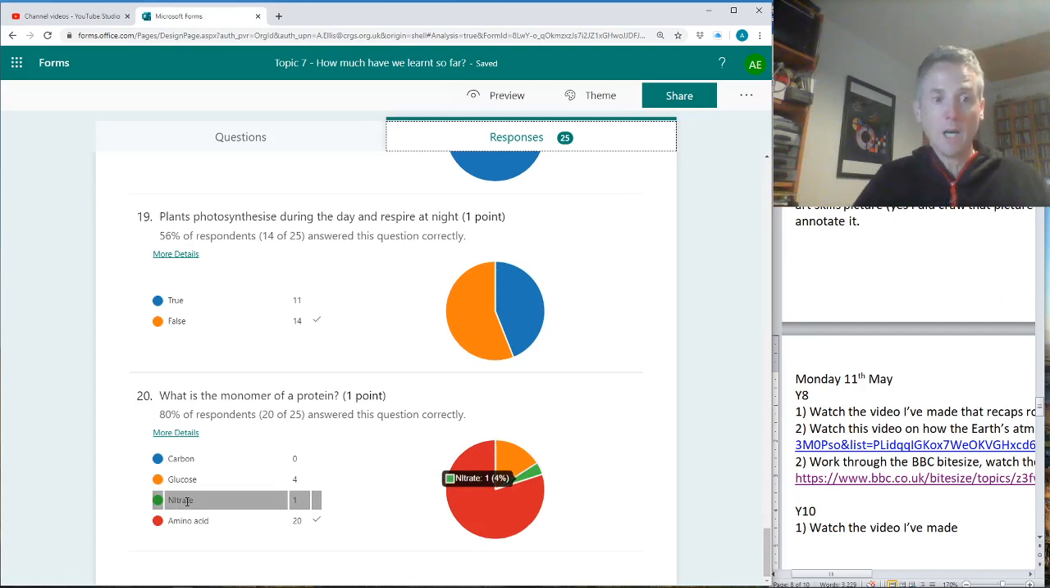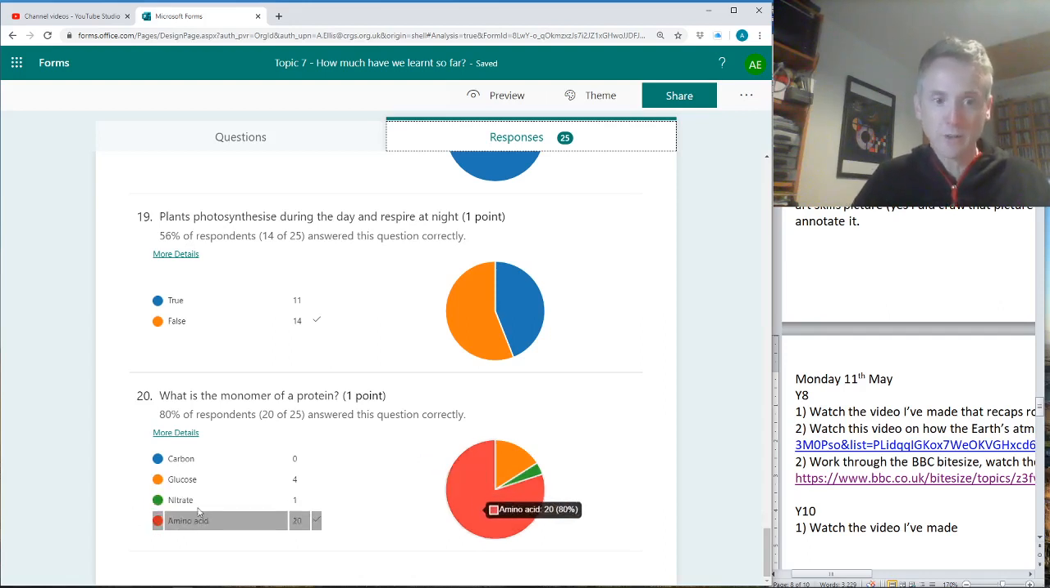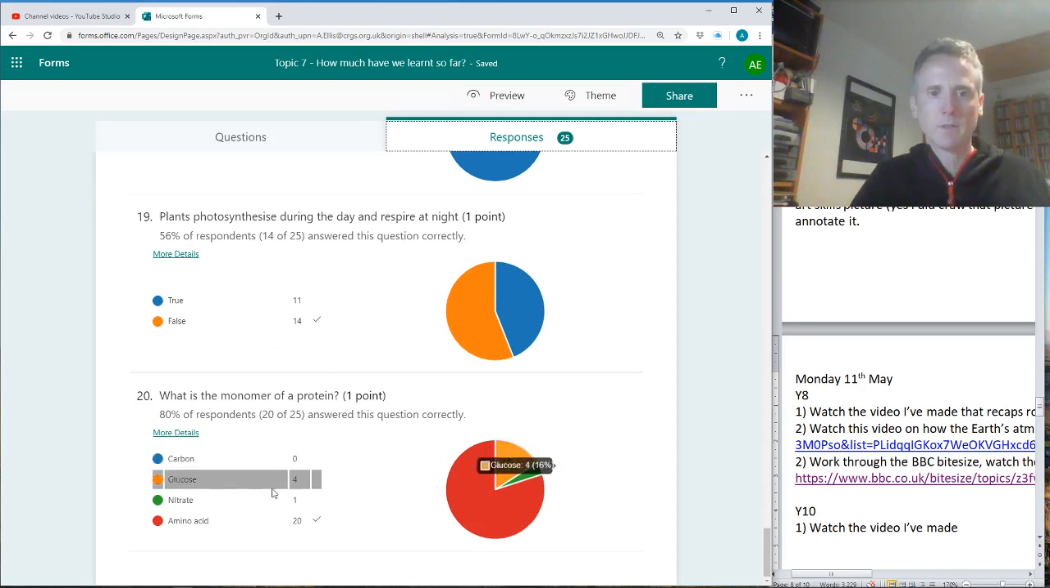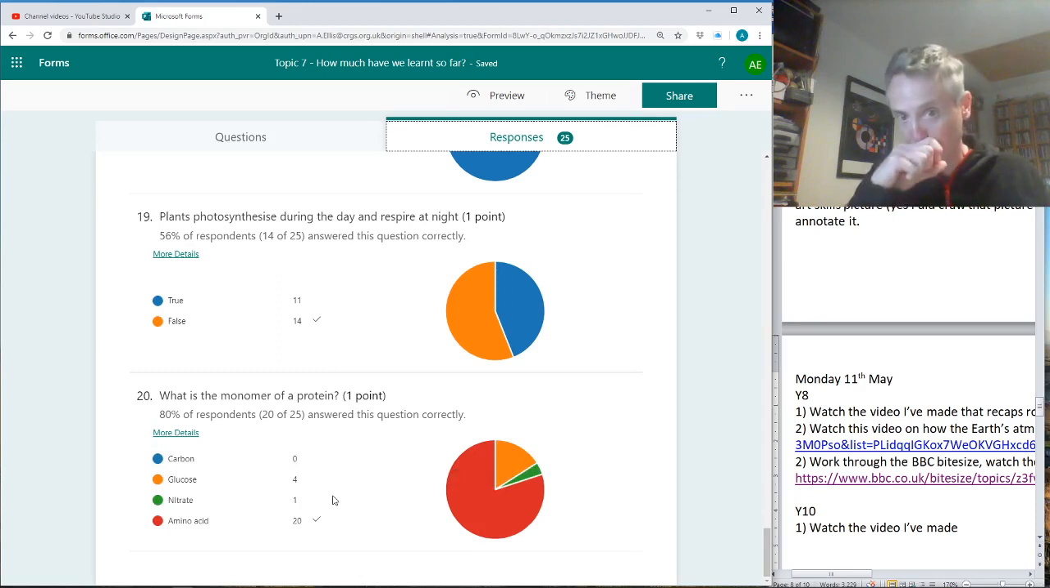Nitrates are needed to form amino acids. So I can see why one of you might have put nitrates. None of you put carbon. That's really good. Okay, so your next task after this is watching my Explain Everything, where we're going to go through two or three ways in which otters can die yet again.